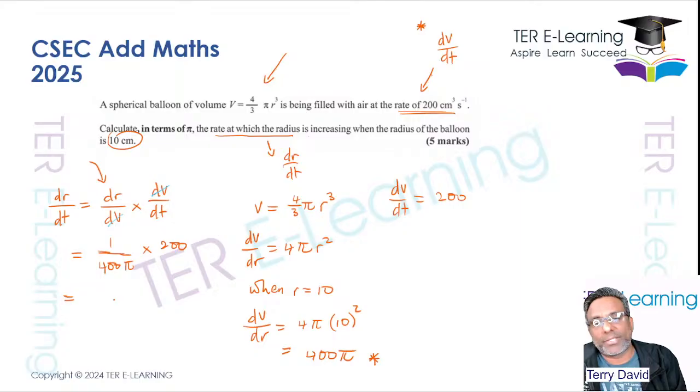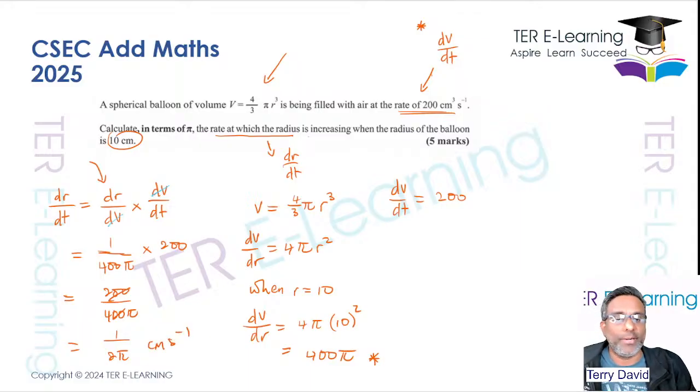So therefore, this is going to be 200 over 400 pi. So these zeros will cancel. So this will just be 1 over 2 pi. And this is dr/dt, so that's the radius. So this is going to be cm s to the minus 1. So this is what we call connected rates of change.